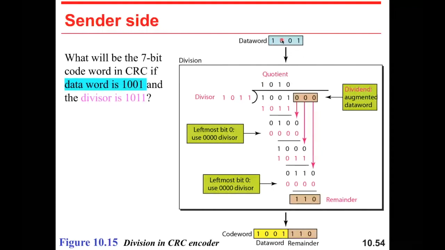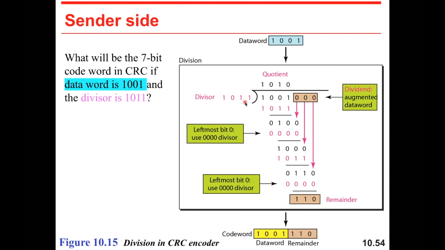So this is the data that I want to send to you, 1001. You and I together agreed that we will use this number as the divisor, 1011. I will keep my number and add 3 zeros because we agreed that we will add 3 redundant bits. This is my original data, 1001, with 3 extra zeros.